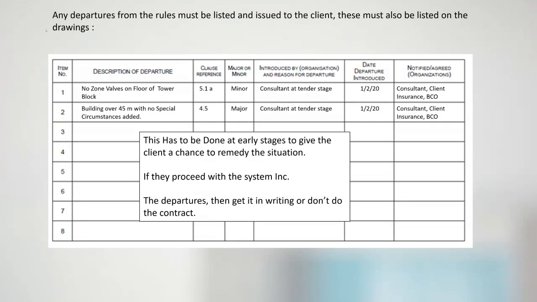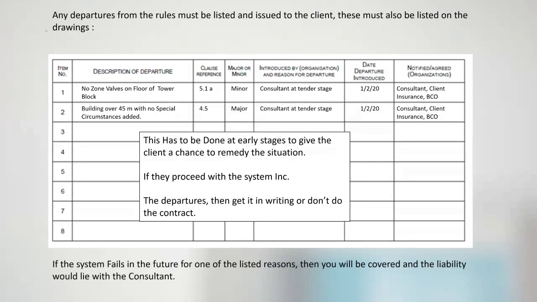But it has to be done at early stages to give the client a chance to remedy the situation. Now, if they proceed with the system, including the non-compliances, but they're not agreed at all, then I would say the sprinkler contractor is leaving themselves open to risk at a future date if there are any problems. Basically, if the system fails in the future for one of the listed reasons, then you'll be covered, and the liability would lie with the consultant.